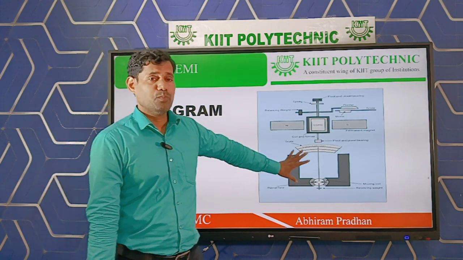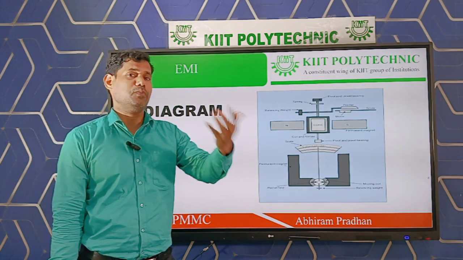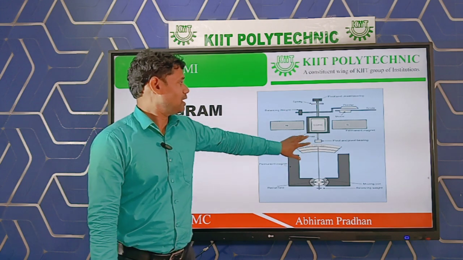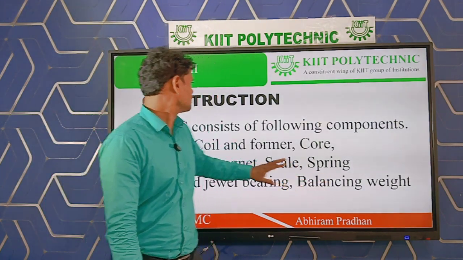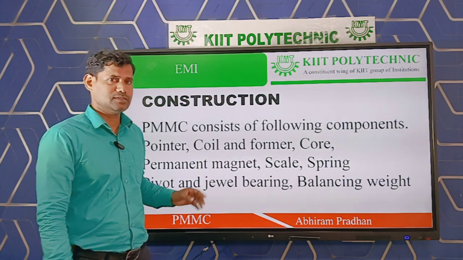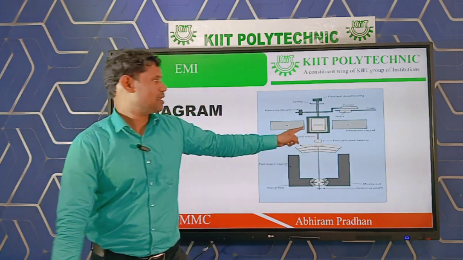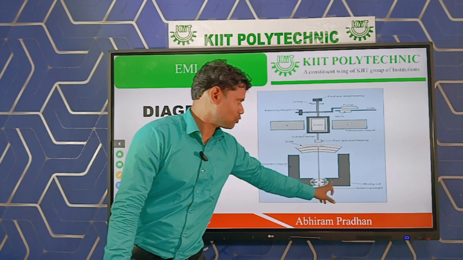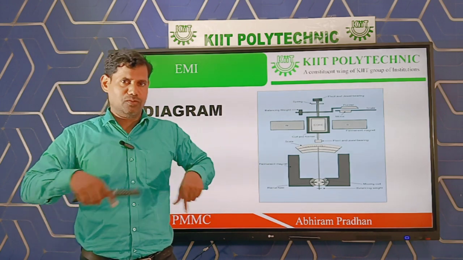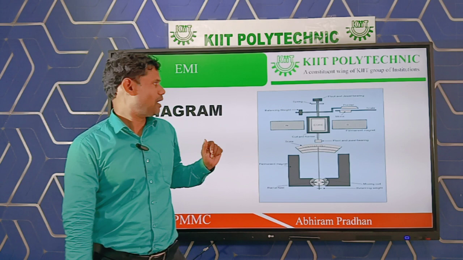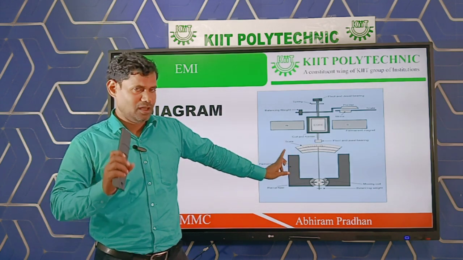Now mark that here, a magnetic field is created due to the presence of a permanent magnet. Understand my point? The magnet is here, north pole and south pole. The 3D diagram I have shown here is a horseshoe-shaped magnet, or you can say a U-shaped magnet. In the U-shaped magnet, there are the north pole and south pole, and the scale here is a calibrated scale. Why calibration? I will say that later.